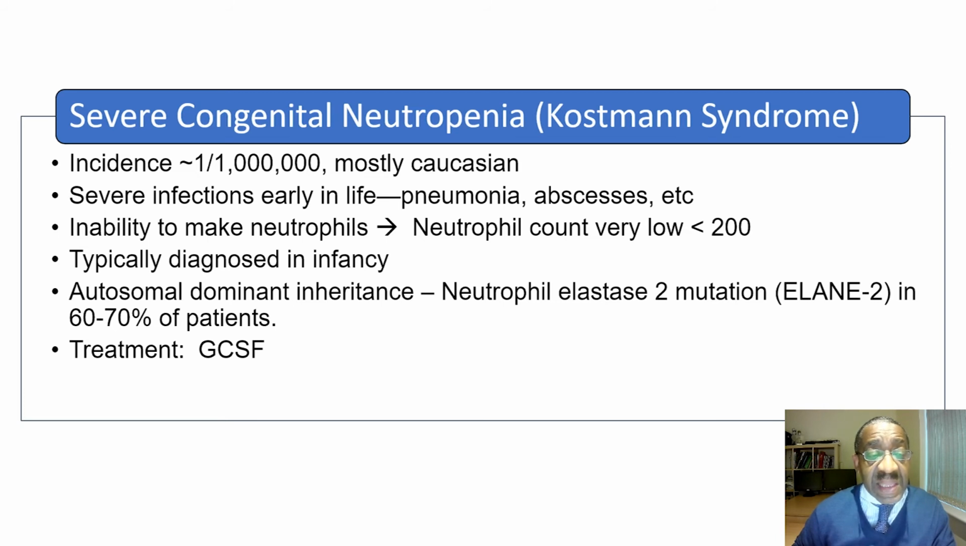This is typically diagnosed in infancy. It's autosomal dominant. The abnormality at the genetic level has been elucidated and involves mutations in the neutrophil elastase 2 gene. And this can be picked up in up to 70% of patients presenting with this syndrome. Treatment is, of course, antibiotics for infections. Some patients will benefit from long-term colony stimulating factors such as GCSF.